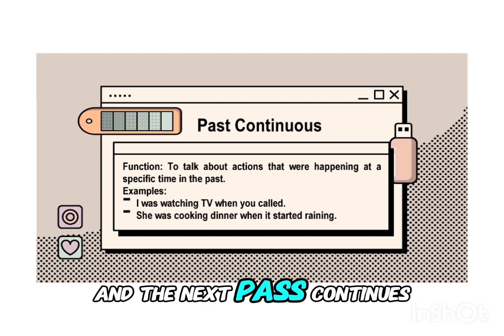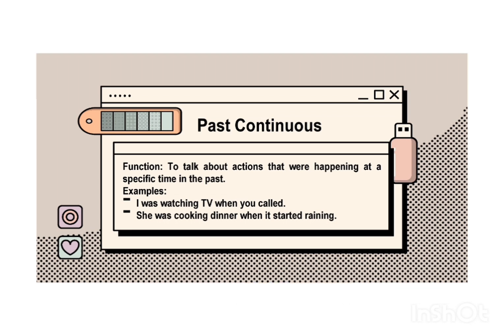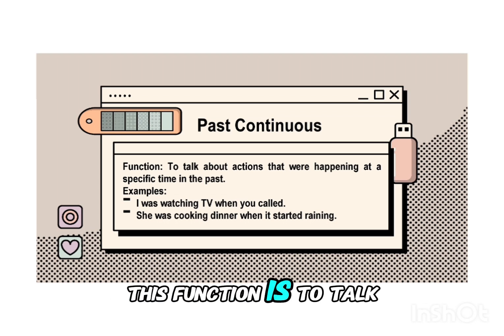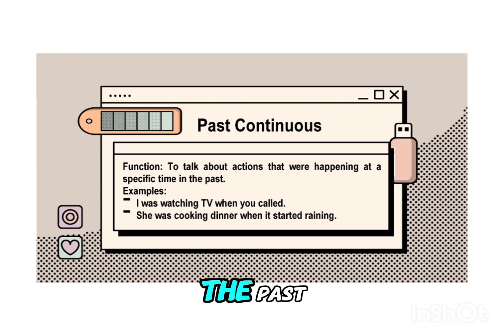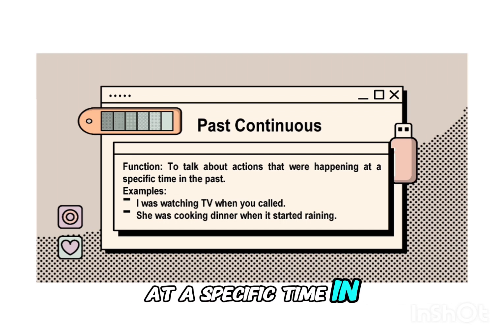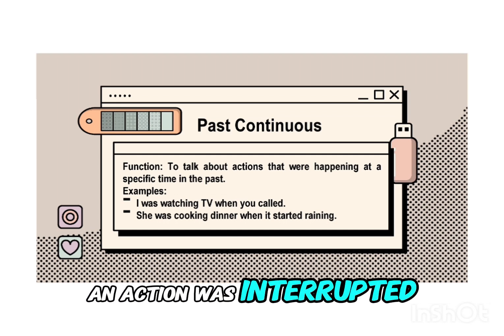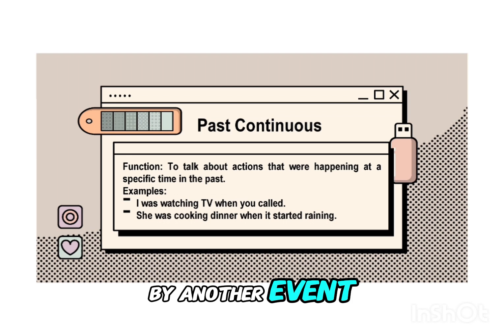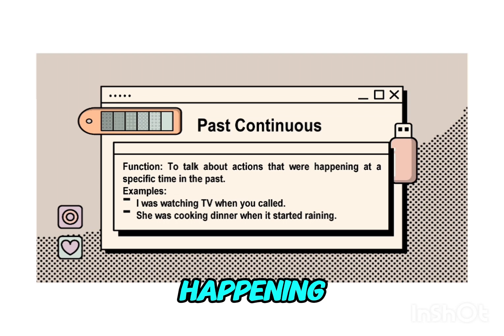And the next, past continuous or past progressive. This function is to talk about actions that were happening at a specific time in the past. It describes actions that were in progress at a specific time in the past and is used to show that an action was interrupted by another event. And past continuous can also describe two actions happening simultaneously in the past.